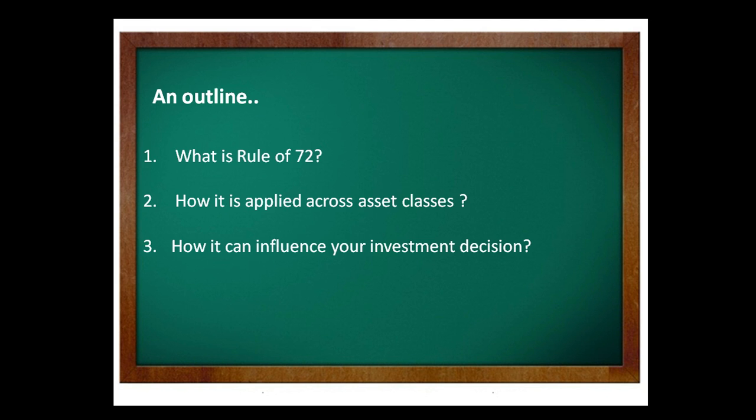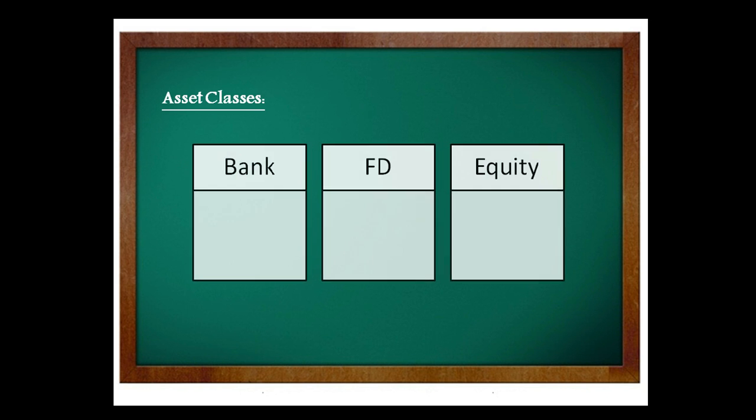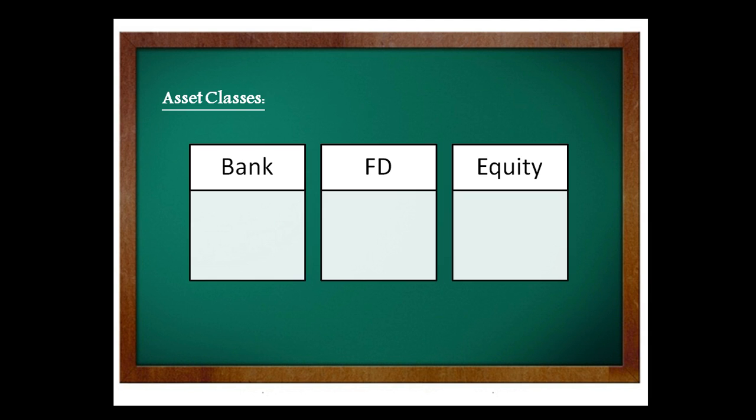Now let us see how it is applied across various asset classes. You are provided with three kinds of asset classes. One is bank account, a fixed deposit and equity. Bank comes with 4% of interest per annum. Fixed deposit assures you 8% of interest. Equity comes with an assumption of 12% of capital appreciation.